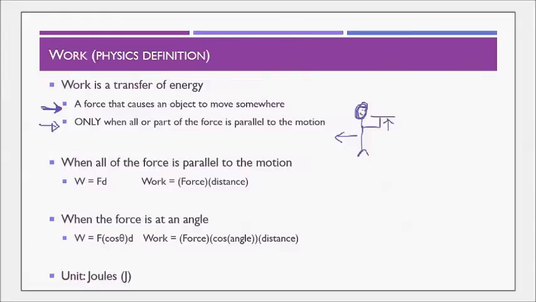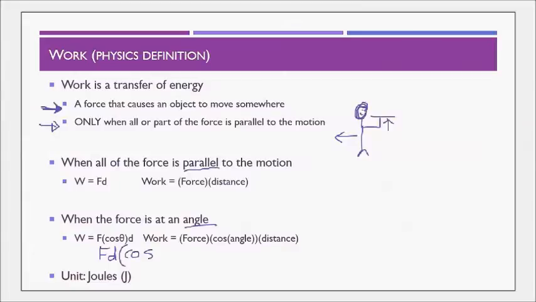And then we have our equations: work equals force times distance, when all of the force is parallel to the motion, and parallel just means the same direction. And then if we have an angle, we have work equals F cosine theta d, or sometimes it's also written as FD times cosine theta.